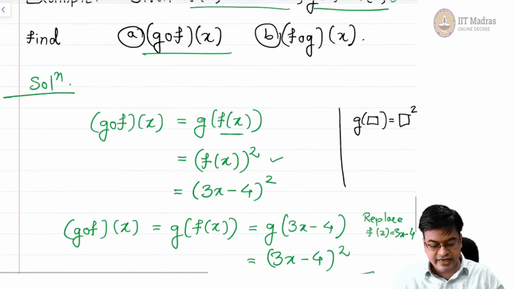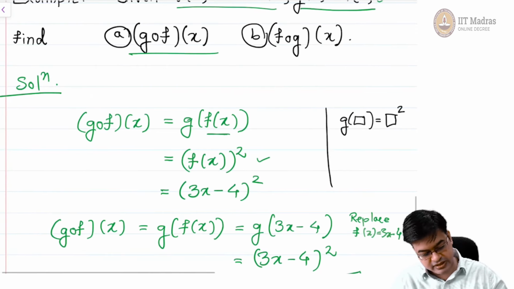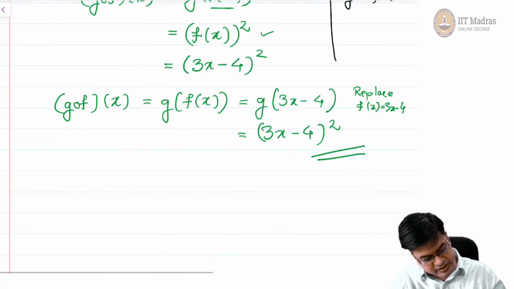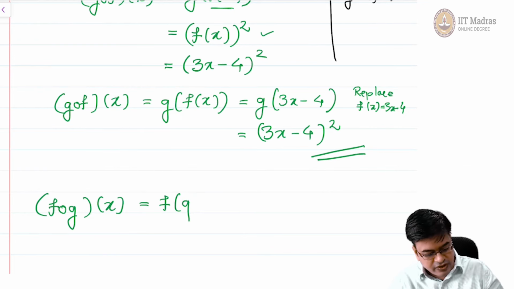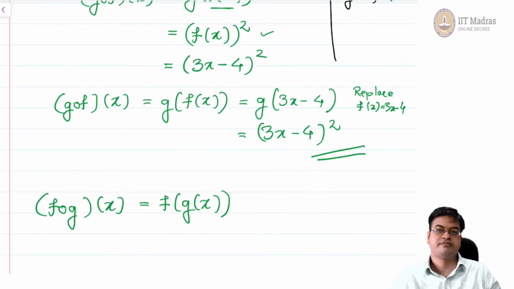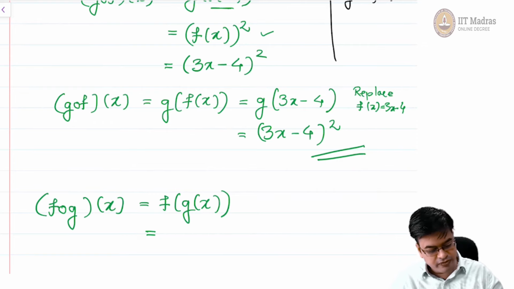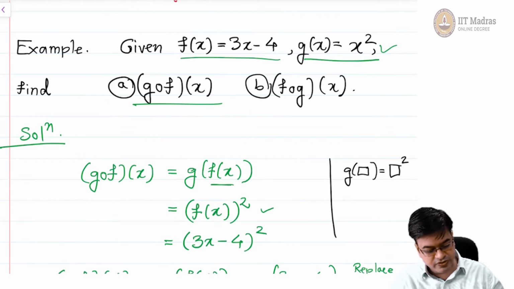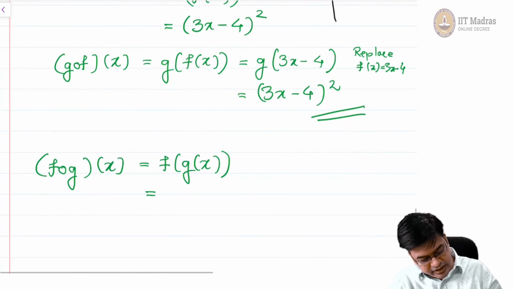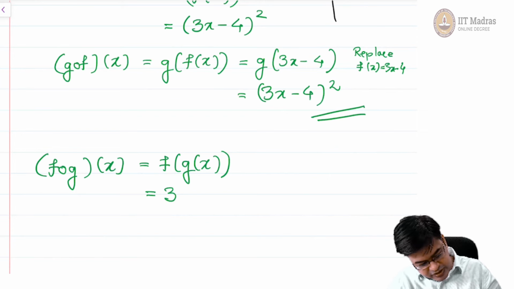Now let us go to the second problem, that is FOG of x, and that FOG of x can again be written as f of g of x. Clear? There is no question. Then there are two ways. Let us go with the first way. What is f of g of x? F of x is 3x minus 4 here, right? So I will write this as equal to 3 times g of x minus 4.